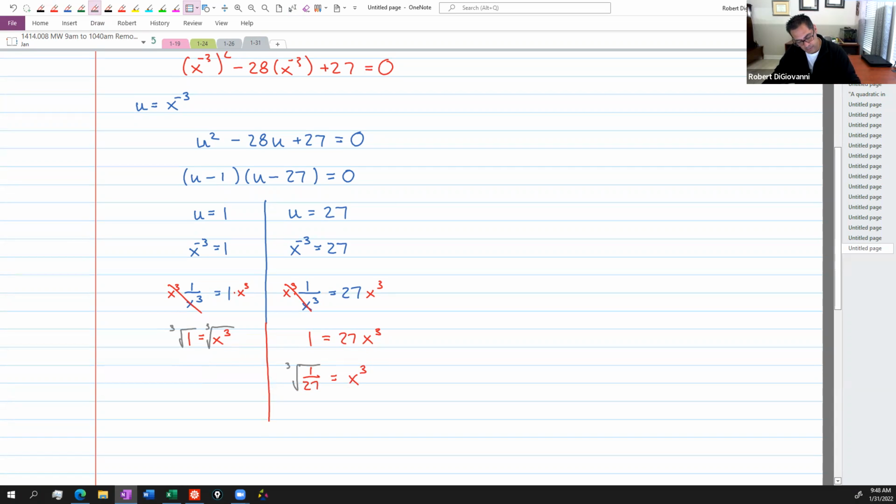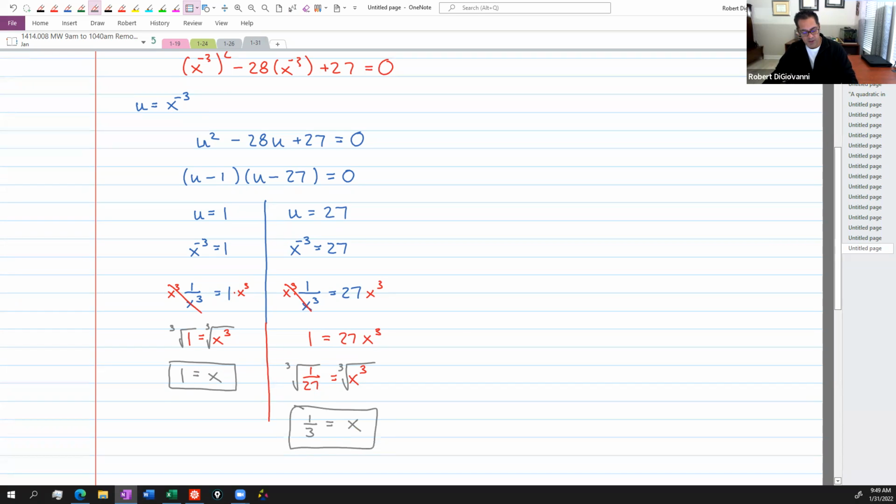Cube root. Now, when you do cube root, do you have to do plus or minus? Because when you do square root, you have to do plus or minus. Cube root, no. Okay, you do not do plus or minus. You just leave it. So we'll just have the cube root of 1, which is 1. And the cube root of x cubed is x. So that's one answer. And then on this one, the cube root of 1 over 27 is 1/3. And then the cube root of x cubed is x.